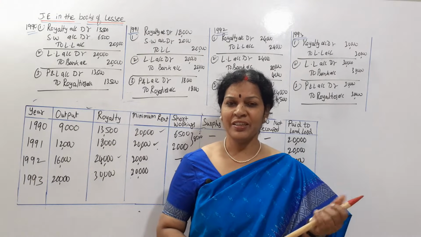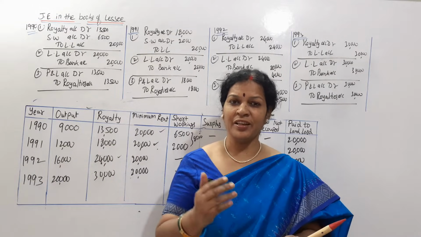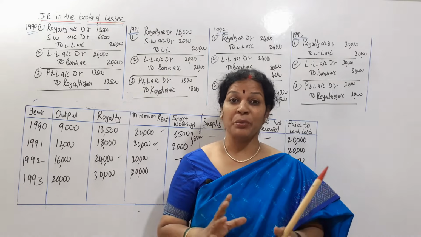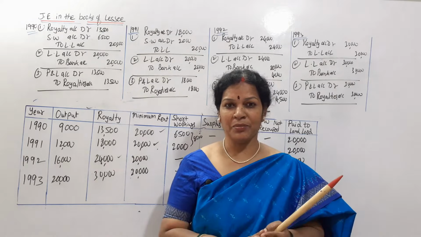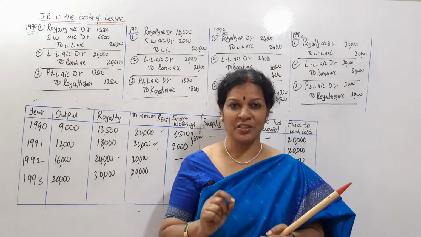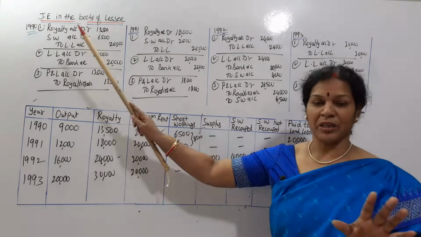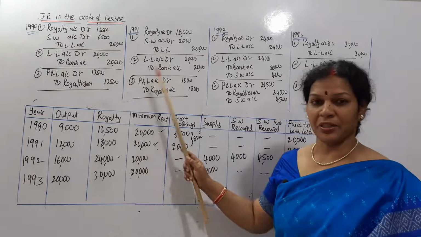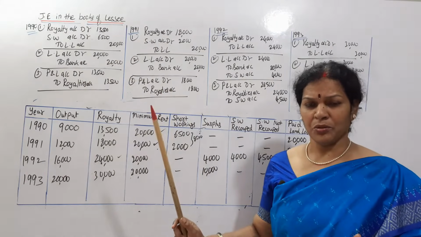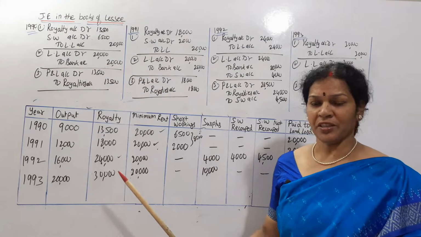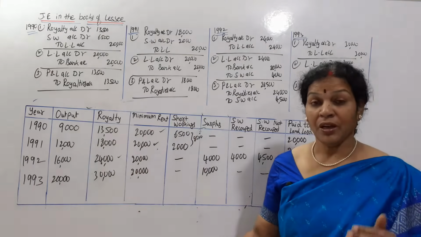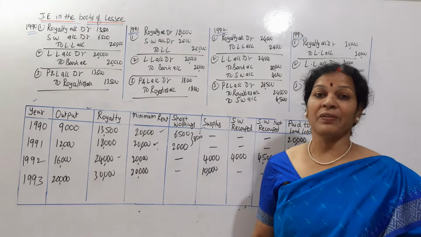So today we will see journal entries and ledger accounts, how to prepare these. Same problem as I have taught you in the first class. Same problem, same table. I have taken the problem and cleared it because we are writing the journal entries. So you have already taken this, right? To this problem, how to write journal entries in the books of lessee.